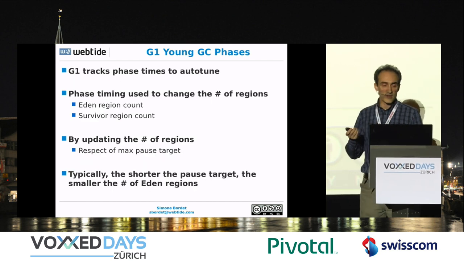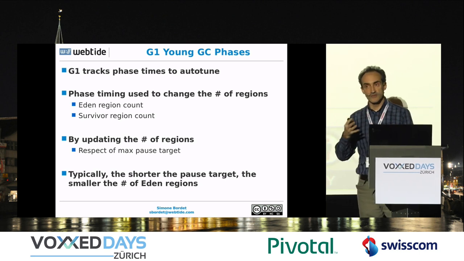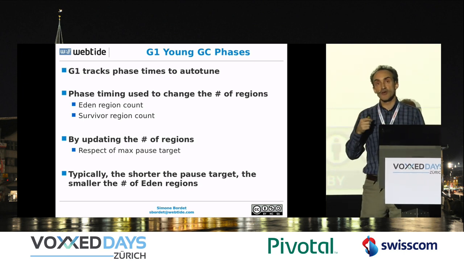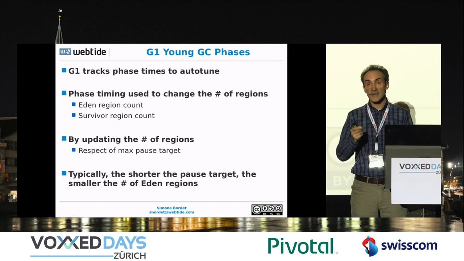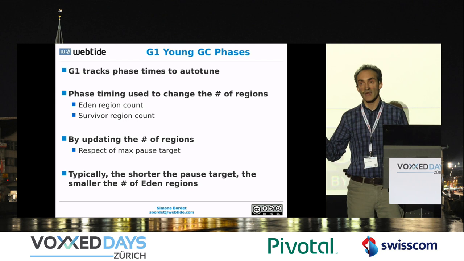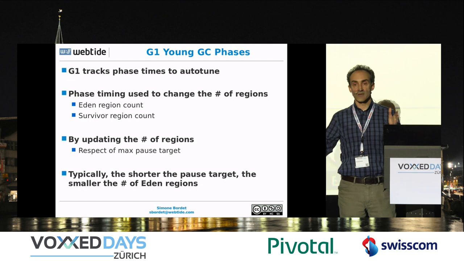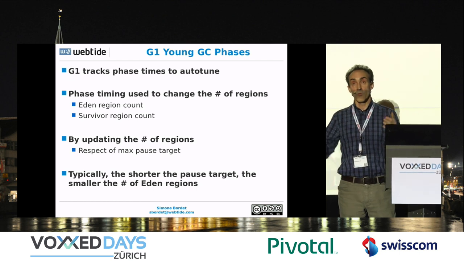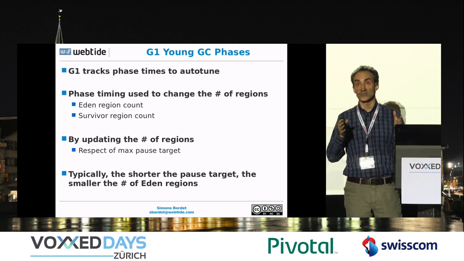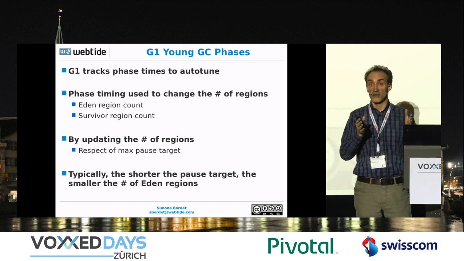So as I said before, G1 tracks the phases and the times it takes to run through the young generation collection. And why does it do that? Remember at the beginning that you could tell G1 what is the maximum stop-the-world pause that you're willing to accept? Well, that's the reason why it keeps track of the time, because if I have to process 100 regions and these 100 regions take too much time, what is the solution that G1 takes in order to respect the max GC pause that you have given to it? Well, I can just reduce the number of regions that I'm processing, right?